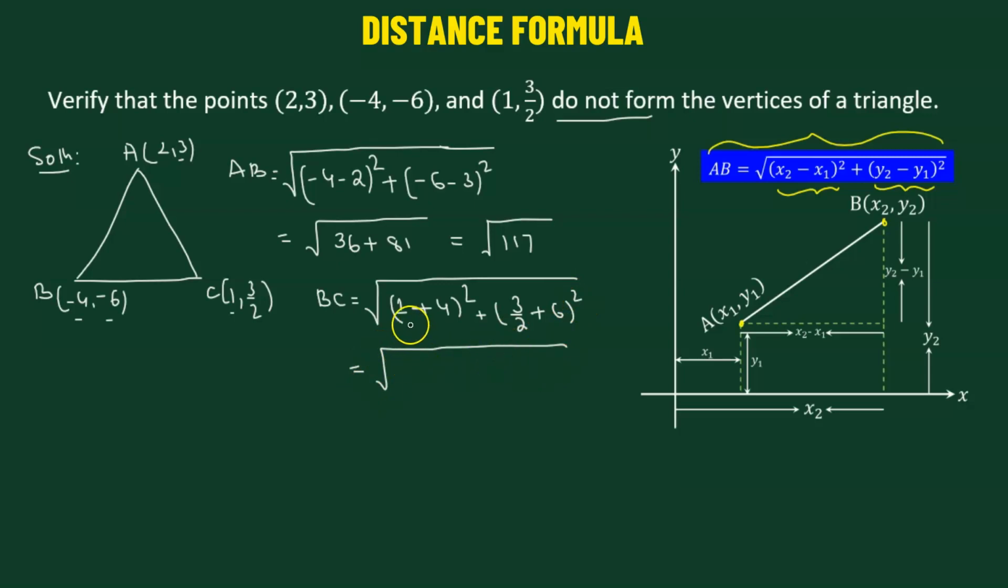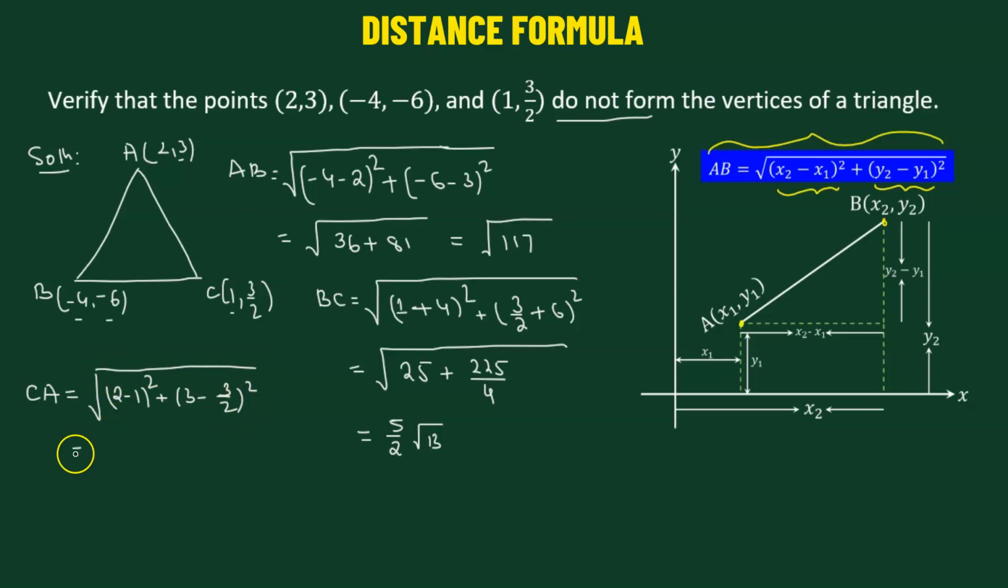Let's find this value as well. So we get square root of 4 plus 1, that's 5. 5 squared is 25. This is added to 3/2 plus 6, which will be 15/2. And squaring it gives us 225 divided by 4. Now this sum is going to be 5/2 multiplied by square root of 13. And then we find out the value of length CA. So CA is going to be equals to, we'll take the square root of the difference of the x coordinate. So that's going to be 2 minus 1 whole square. Added to 3 minus 3/2, that's the difference of the y coordinate, and then square it. So this is going to give us a value, square root of 13/2.